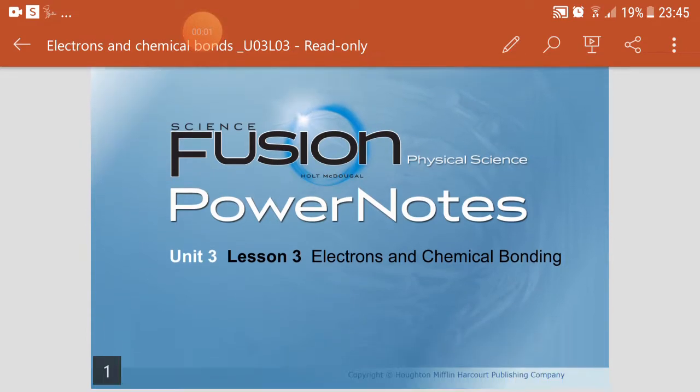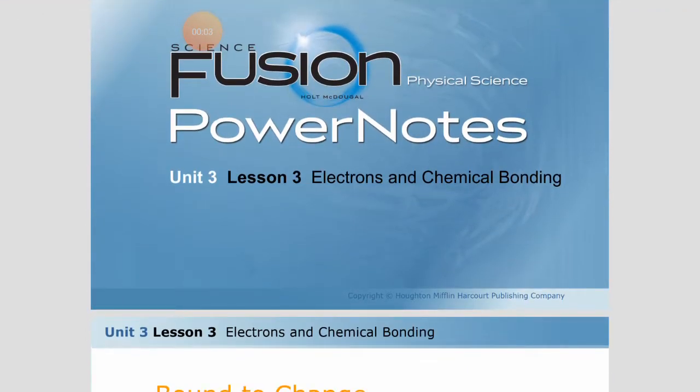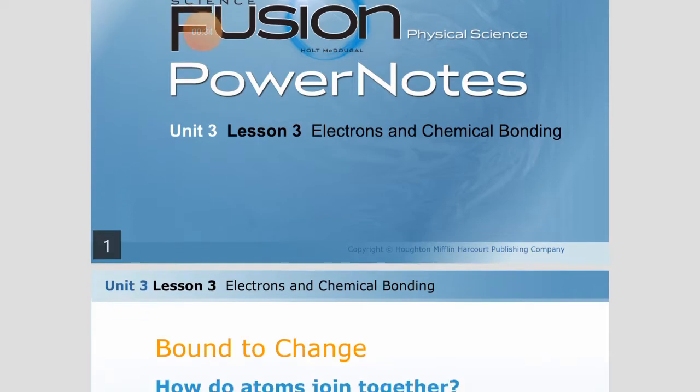Good morning, everyone. Inshallah, today we are going to talk about lesson 3 in unit 3, electrons and chemical bonding. This lesson is very, very important, girls. It will relate all the information that we took about the atoms and about the periodic table to the chemical reactions, how everything that we learned helps us to understand the chemical reactions.